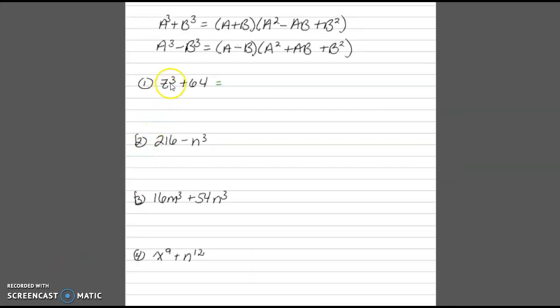Okay, in this first example, we have z to the third plus 64. Again, notice that both of these are perfect cubes. We have the sum of two cubes, so we're following the formula that you see up top, which means we're starting with a binomial. That binomial will have the same sign as our original binomial. And we're going to take the cube root of each term. So the cube root of z to the third is z. You could just divide the exponent by 3. The cube root of 64 is 4. So my binomial is z plus 4.